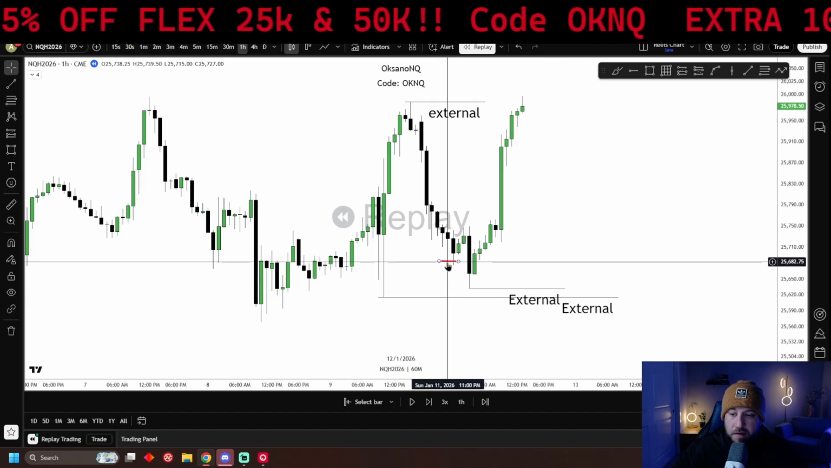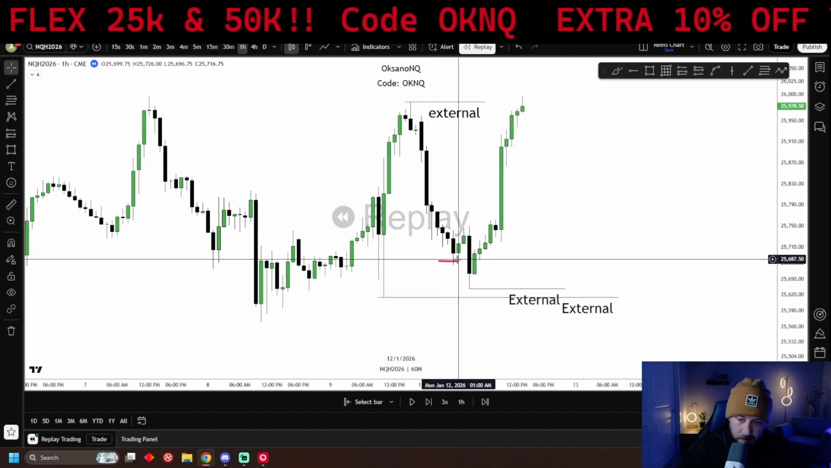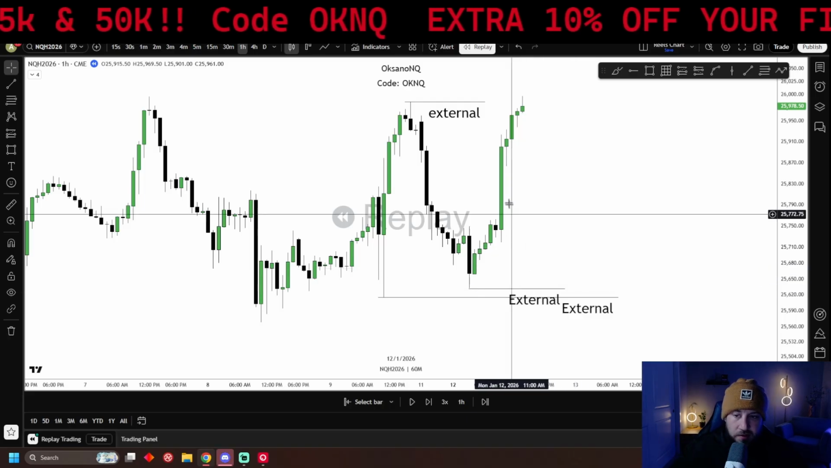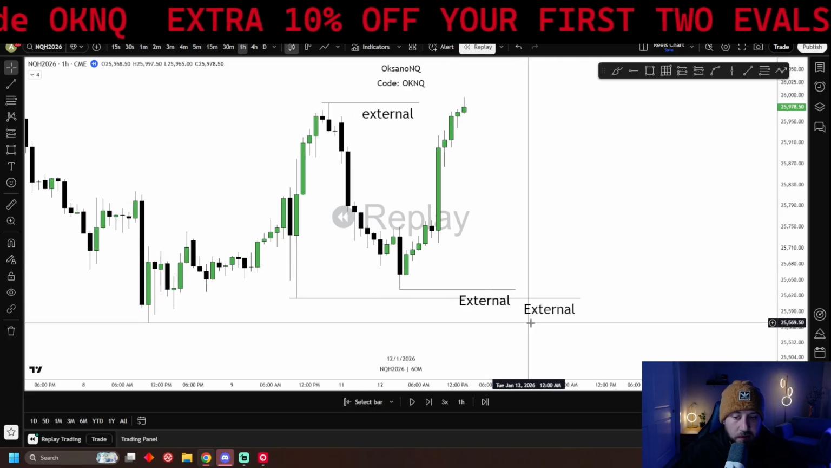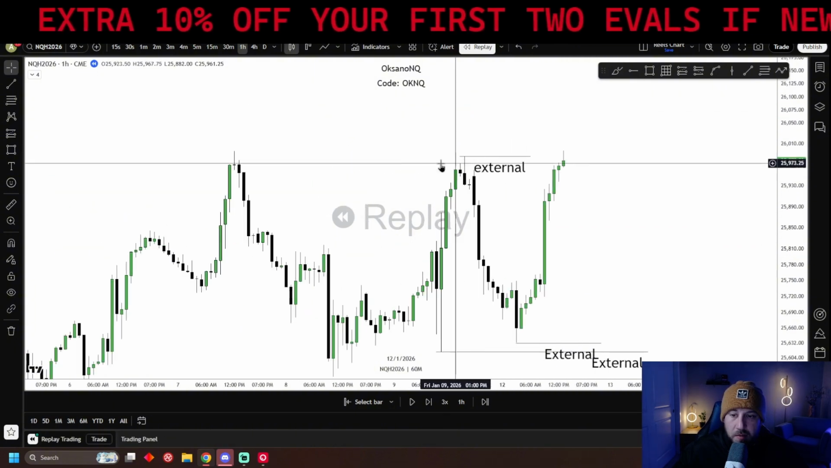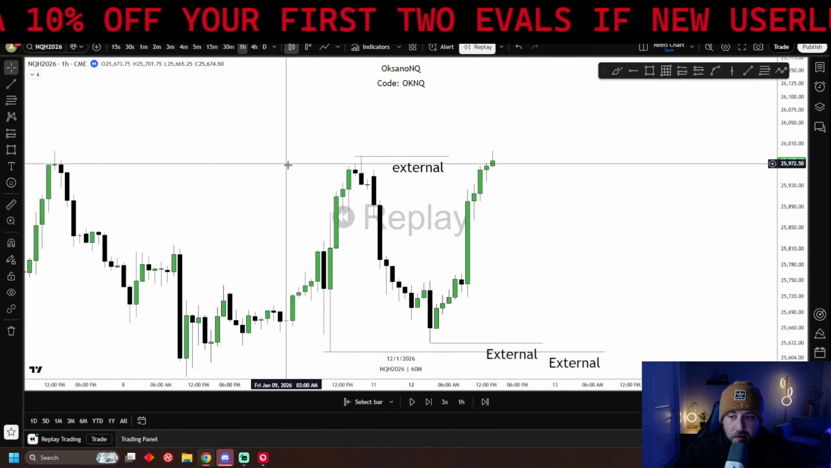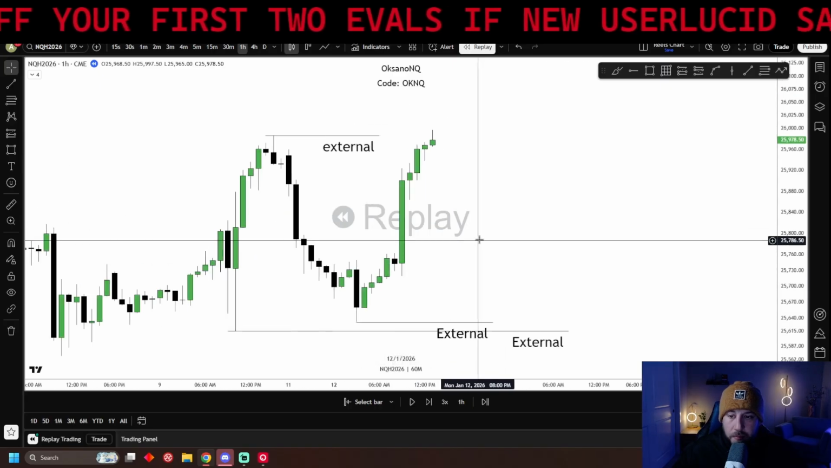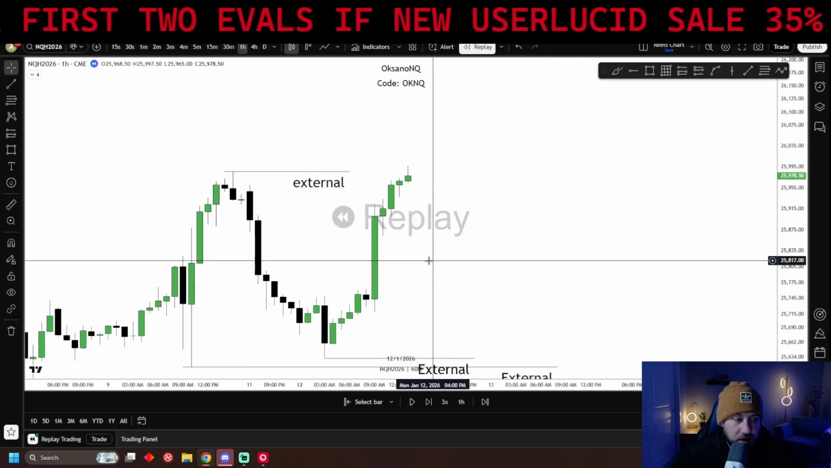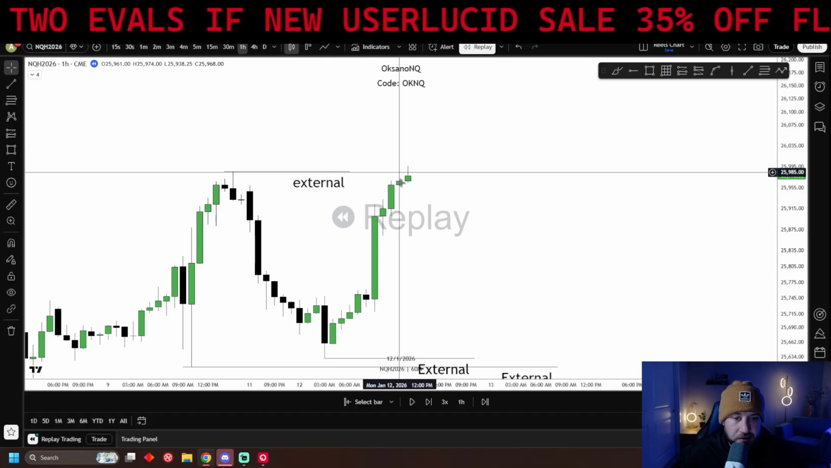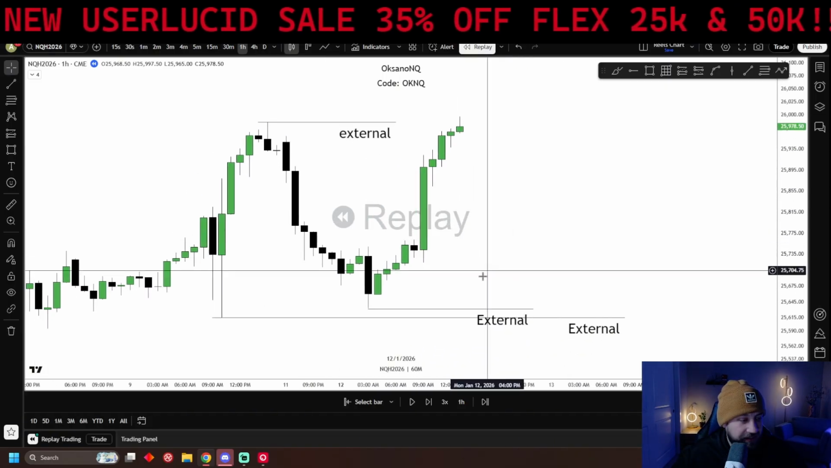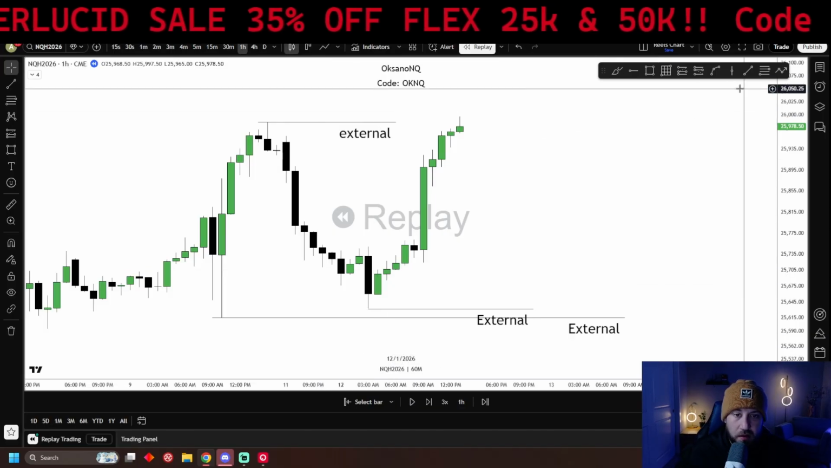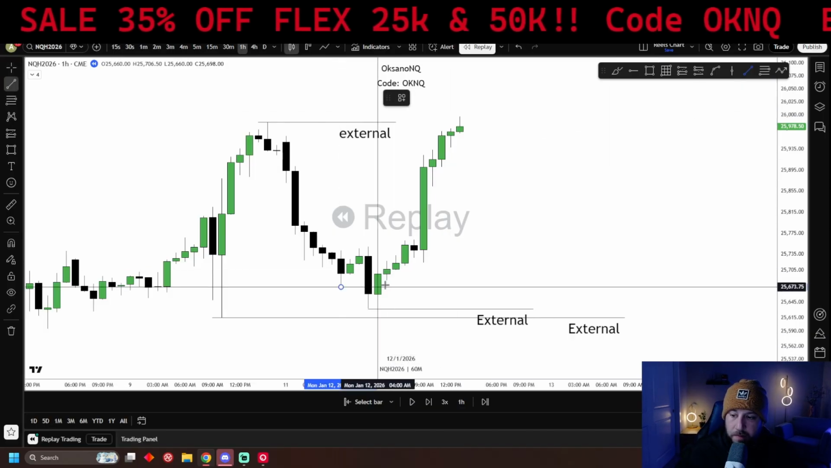And you can be confident in that because of the way liquidity works between external and internal. So now we have two external lows down here, right, on the hourly. We come up, sweep this external high. Now what can you expect? Now that we just swept an external high. Now what? It's the same as down here. We sweep an external low.